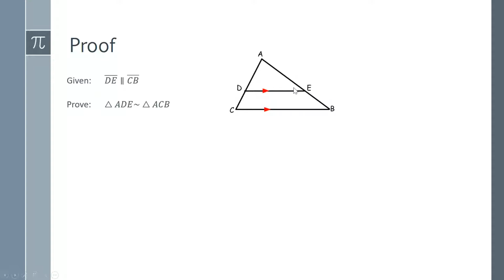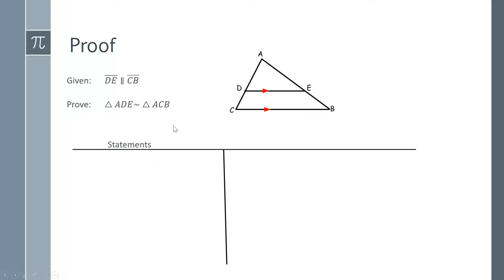I've got the same situation over here. AED will be congruent to angle ABC. So I'm going to use that to help me prove by angle-angle. Let's take a look at our statements and our reasons. So our first is that DE is parallel to CB. That's given.